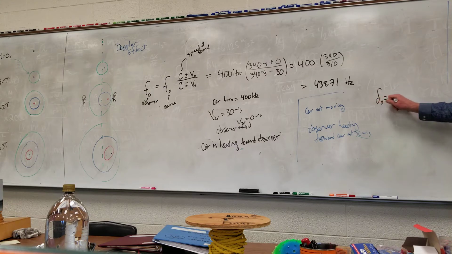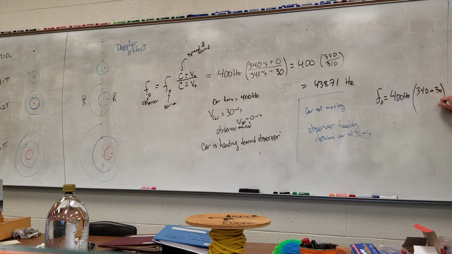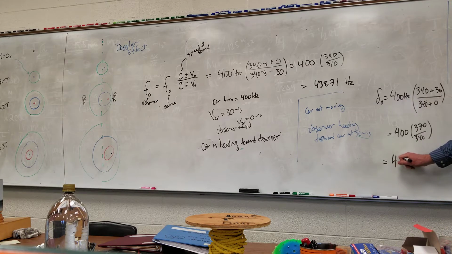And so what the observer senses is that 400 hertz. And then our fraction of 340, again, you're hitting it more frequently, you should hear a higher frequency, so we're going to add to the denominator: 340 plus 30 over 340 plus 0, because the car is sitting there. And so this is 400 times 370 over 340. And so there's a little bit of a difference in the frequency that they're hearing in the two situations. And that's just the way the physics works.